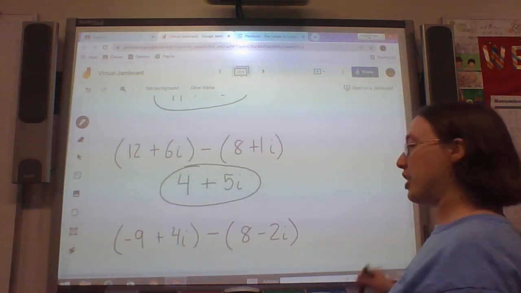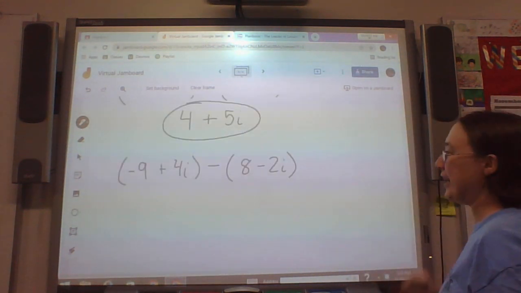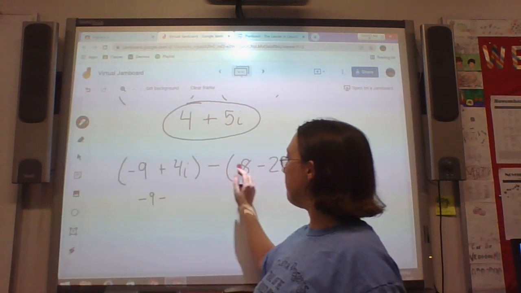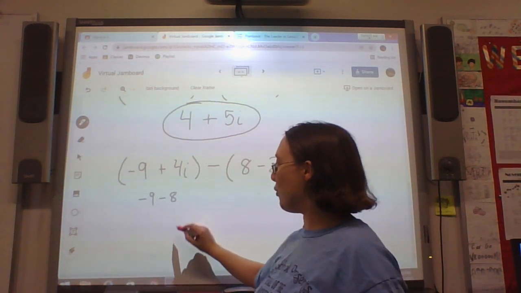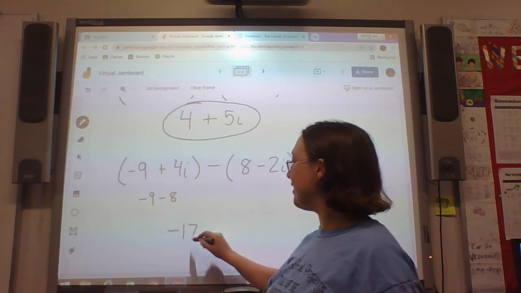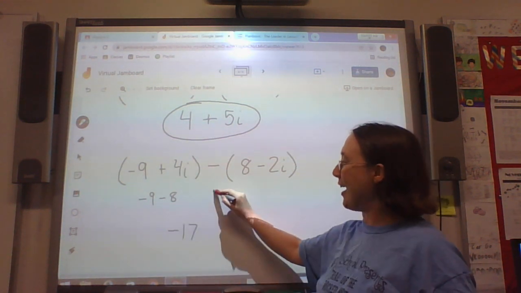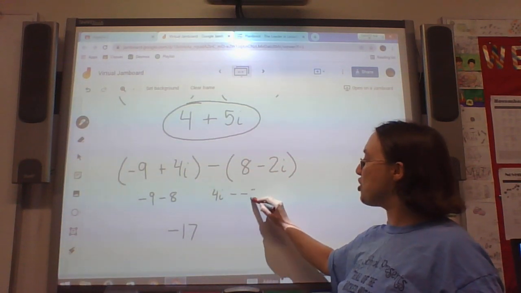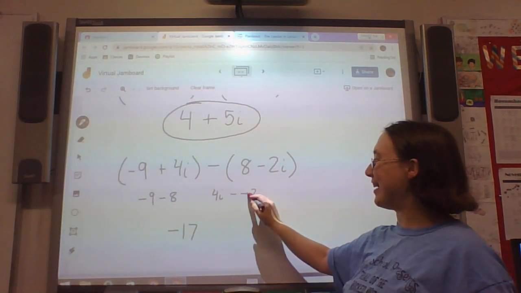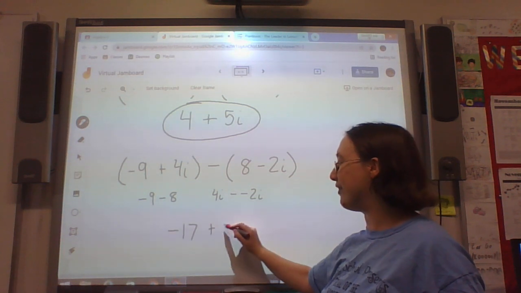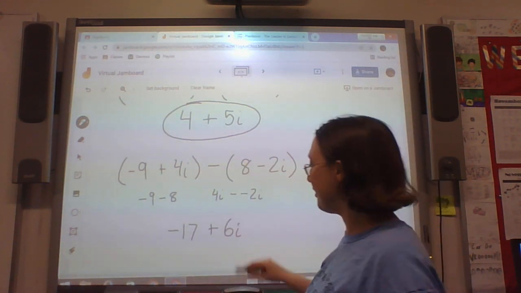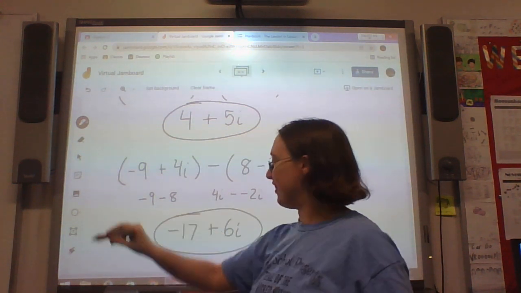Okay, one thing to watch out for with these is if we have some more negatives going on. So if we have a negative 9 minus an 8, that gets you a negative 17. And then we have a 4i minus another negative 2i. So 4i minus a negative 2i gets you a positive 6i. So just watch out for those minus negatives going on. And again, that's it.